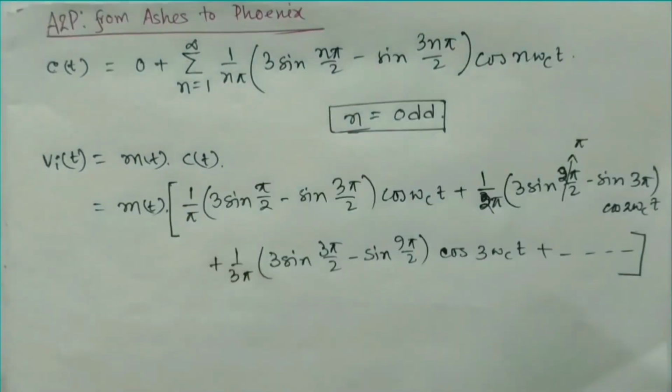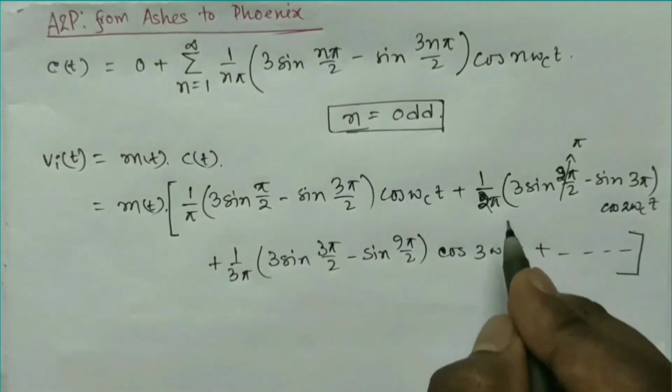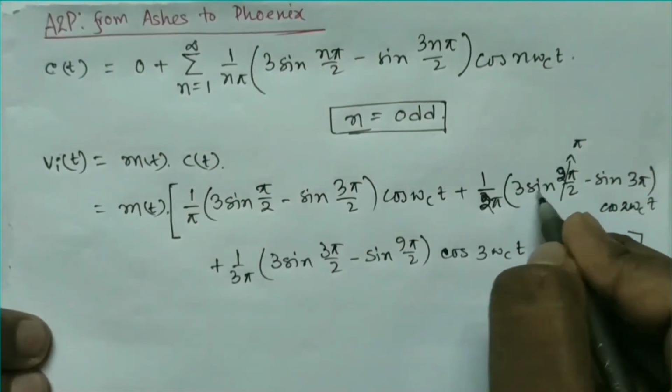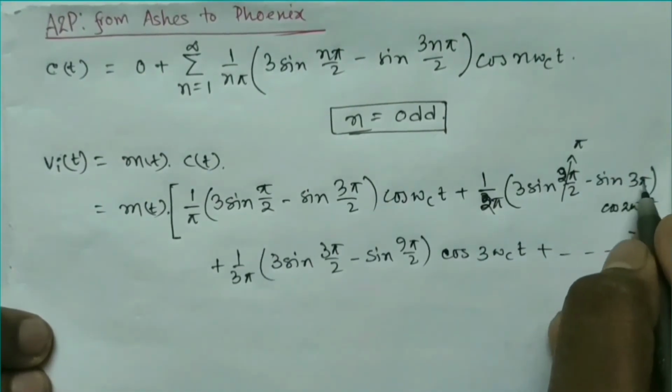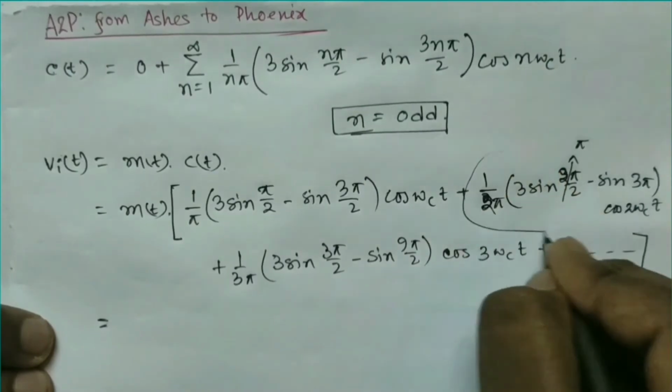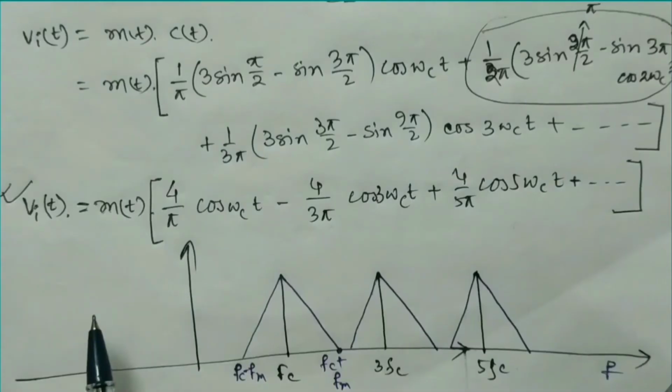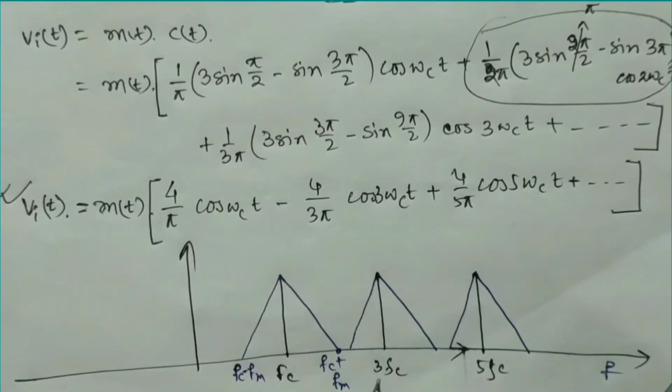that is this. I just used n equals to 2 here also, so that you can understand why the even harmonics are not present. You can see this is 3 into sin pi minus sin 3 pi, so this whole part will be 0, and we will be left with this. And the frequency spectrum of this equation is this. Now let us see what will be the output graph.